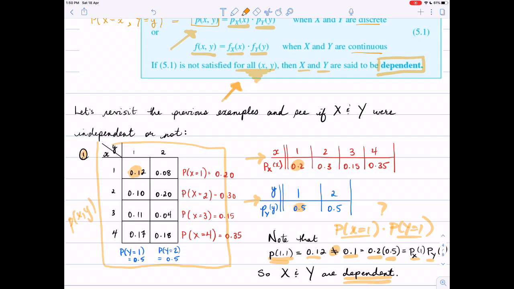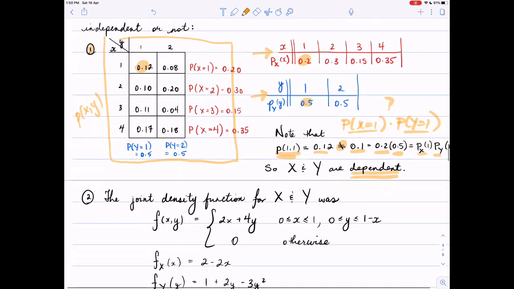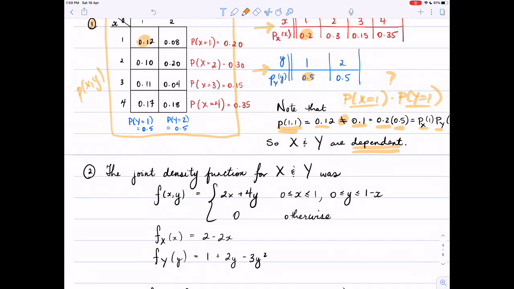They are not independent. The next distribution that we looked at was a joint density. The joint density of X and Y, number 2, was f of x,y equals 2x plus 4y on this region, which was the triangular region in the first quadrant with intercepts of 1 and 1. The marginal function that we calculated for X was 2 minus 2x. The marginal function for Y was this one, 1 plus 2y minus 3y squared.